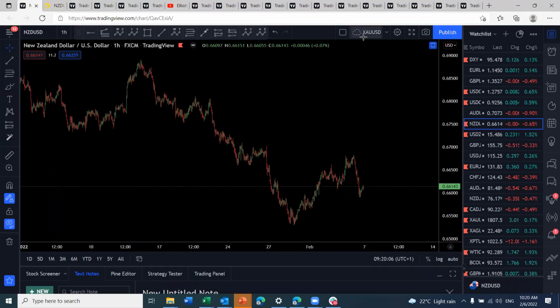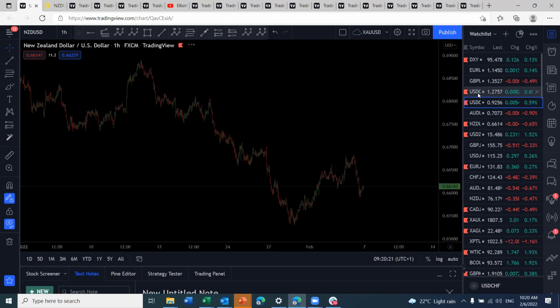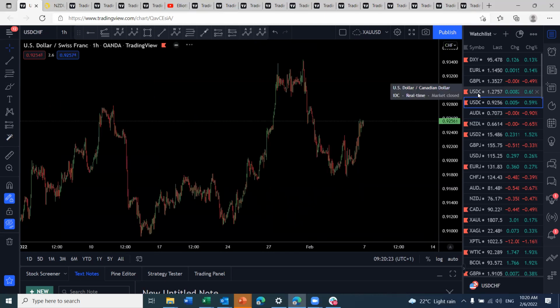New Zealand, exactly as forecasted, we get a bit of a push to the upside, we get the drop. What do we expect the market to do? We still expect the market to continue pushing lower. All right, so that is New Zealand. Now, again, which other one do we have? We've got US dollar CHF as well. Let's have a look at US dollar CHF.